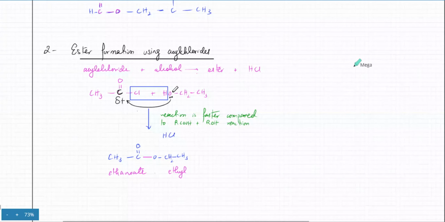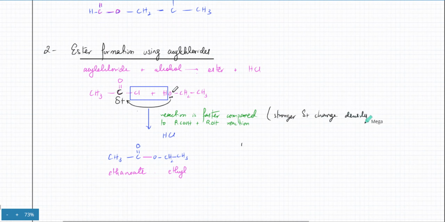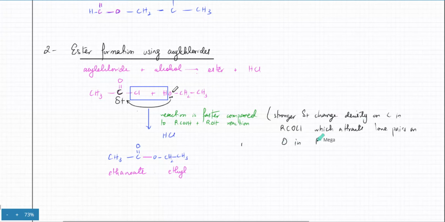So I'm going to write that down. Why is it a faster reaction? As there's a stronger partial positive charge density on carbon in COCl, which attracts lone pairs on O in the alcohol group.